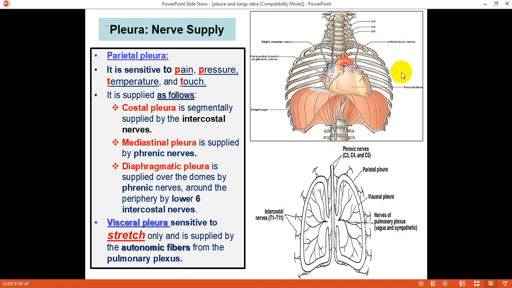Now, as the visceral pleura is supplied by autonomic nerve fibers, it is only sensitive to stretch, and the pain is dull visceral type, while the parietal pleura is supplied by the somatic nerves, and it is going to be sensitive to pain, pressure, touch, temperature, and the pain is the sharp kind of pain, and it is also referred to the areas which are the dermatomes of the spinal nerves supplying the part of the parietal pleura.